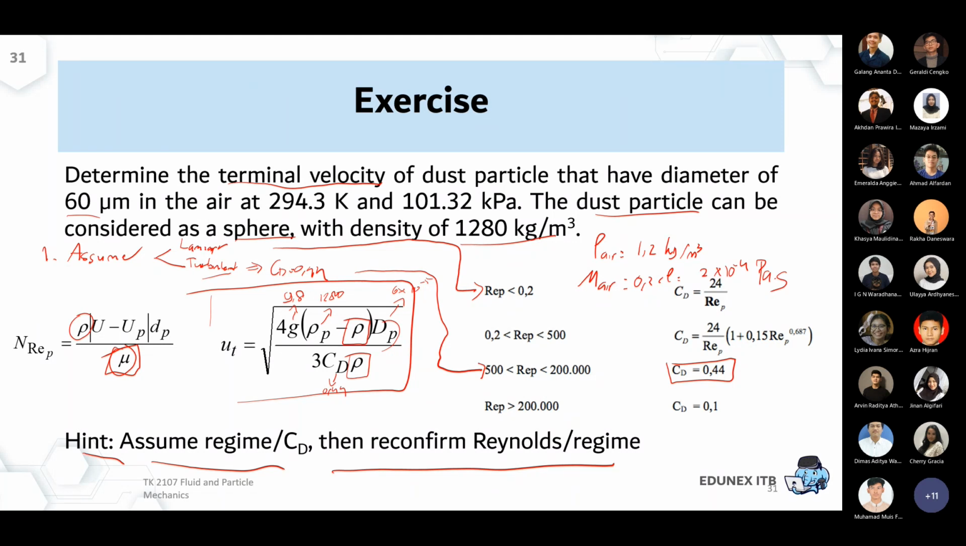Okay, please perform the calculation in the next 10 minutes. Assume it's laminar or assume it's turbulent. Then you get your CD. Then find what is the UT.